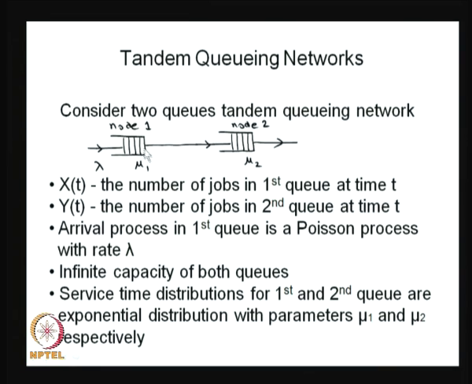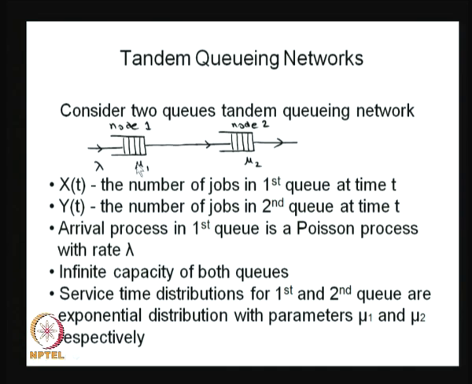and the departure of the first node will be the input for the second node. And here you can use Burke's theorem. This is an M/M/1 queue model. Therefore, using Burke's theorem, you can conclude the departure process is also a Poisson process, because the arrival process is Poisson and the service rate is mu1.